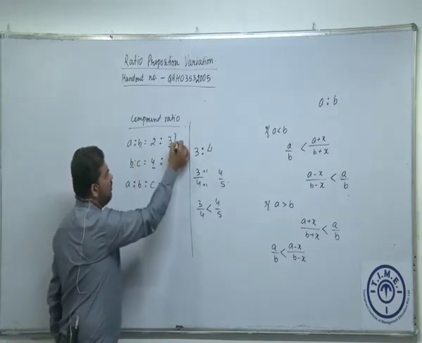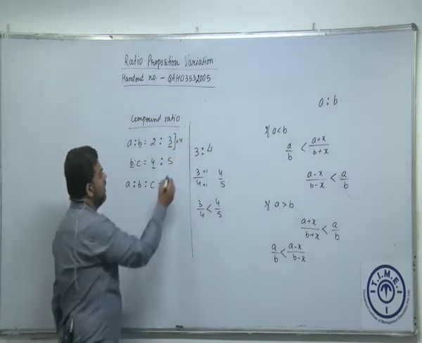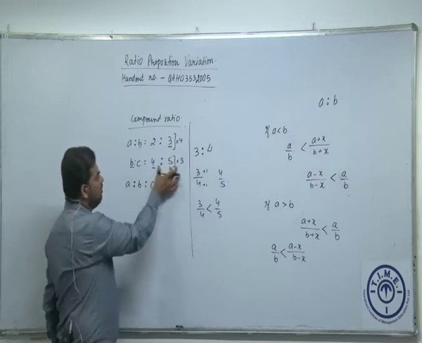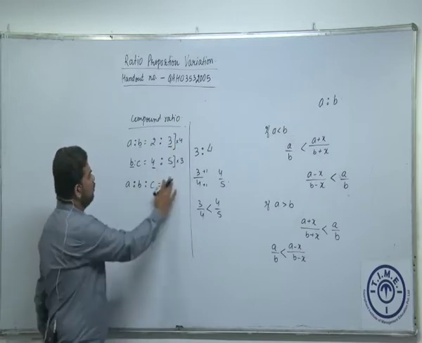So how can we do that? Multiply this by 4 and multiply this by 3. But you have to multiply 4 throughout. You have to multiply 3 throughout. Okay? So what do we get?